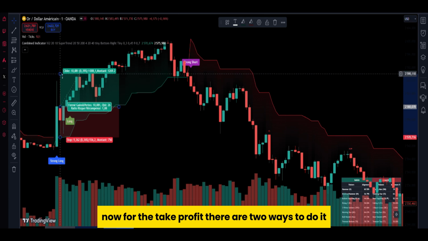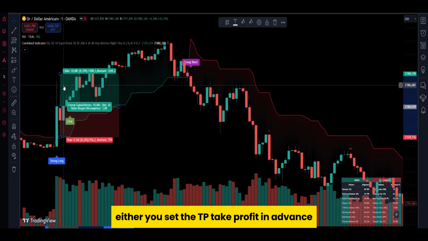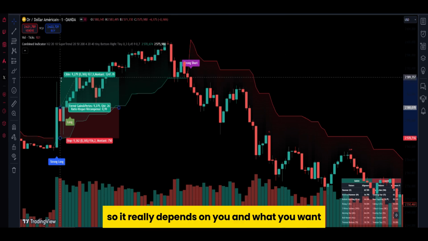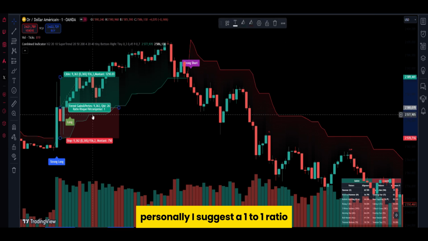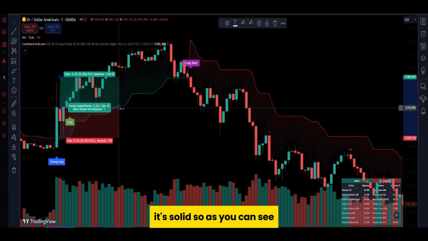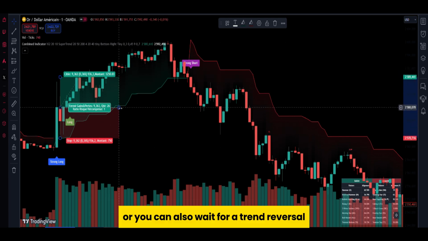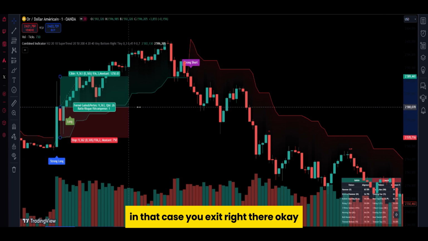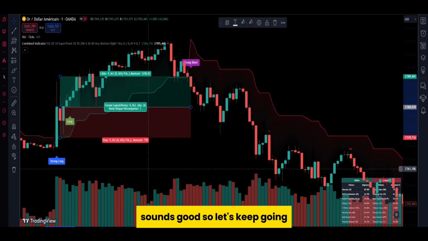Now for the take profit, there are two ways to do it. Either you set the TP, take profit, in advance, aiming for a risk-reward ratio. So it really depends on you and what you want. Personally, I suggest a 1-to-1 ratio. It's solid. So as you can see, we would have made our profit here. Or you can also wait for a trend reversal indicated by a strong short signal like the one we have here. In that case, you exit right there. Okay, sounds good? So let's keep going.